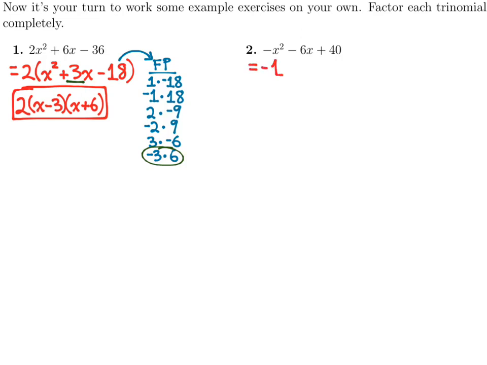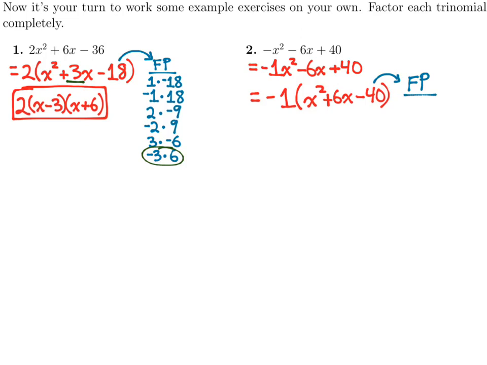Welcome back. Okay, negative 1 x squared plus 6x plus 40. I went ahead and rewrote that as negative 1. Go ahead and factor out the negative 1 first. That changes the sign of the things. This is the tricky part today, right here. Then we're looking for factor pairs.